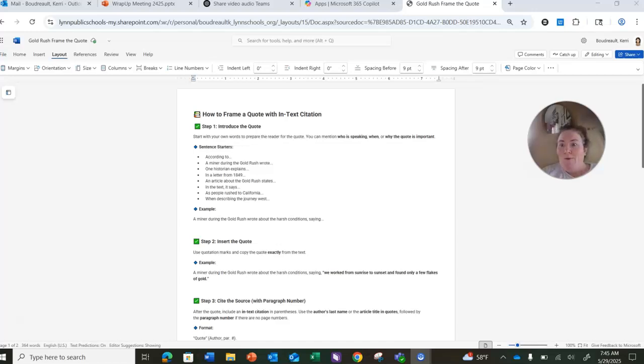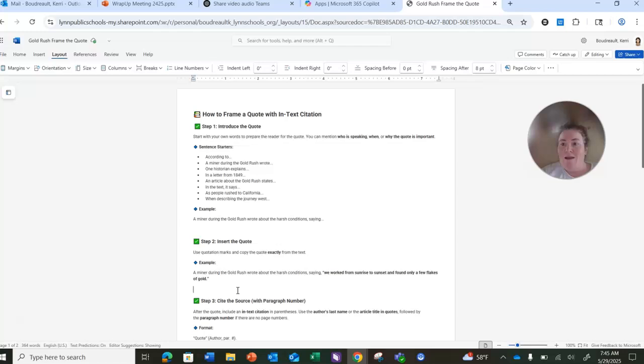But if it's not my words, I have to introduce it and I have to give credit for it, right? Even if I'm rewording. So here's my quote, right? In bold, right here is my quote. So I am going to say my introduction. A miner during the gold rush wrote about the harsh conditions, saying, "We worked from sunrise to sunset and found only a few flakes of gold."